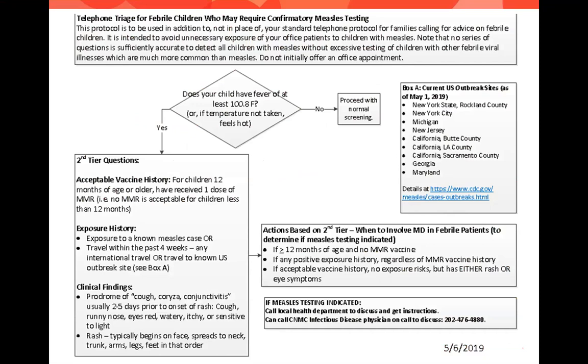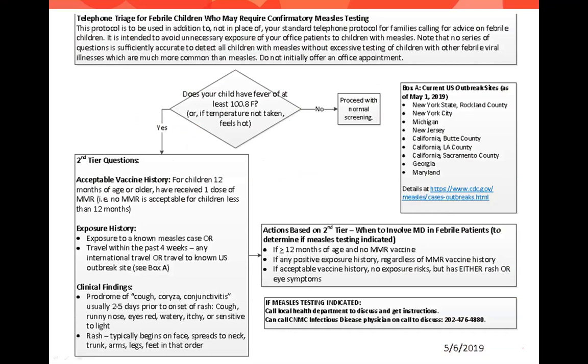Luckily, we don't have any outbreaks going on right now in the DC area, although there was a recent outbreak of 4 cases in Maryland that you all probably know about. And so some of these screening questions and actions that we would take would likely change if we were in an outbreak setting or had more cases in this local area. But for right now, we thought this was the best kind of questions and then actions with what we're dealing with currently. So it starts with asking if your child has a fever of at least 100.8, or if the family didn't take their temperature if the child feels hot. And if not, then you would just proceed with your normal screening.